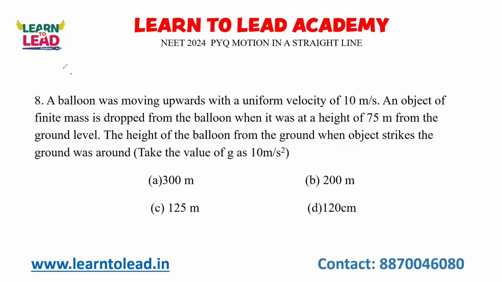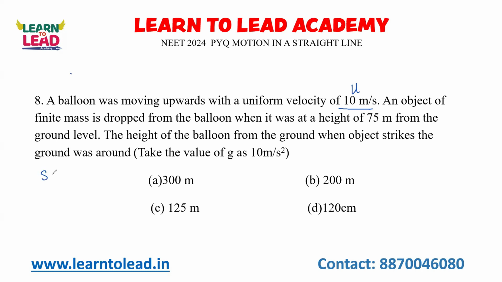Then, a balloon was moving upwards with a uniform velocity of 10 meters per second. So, uniform velocity, u is equal to 10 meters per second, moving upwards. An object of finite mass is dropped from the balloon when it was at a height of 75 meters from the ground level. The height of the balloon from the ground when the object strikes the ground was?